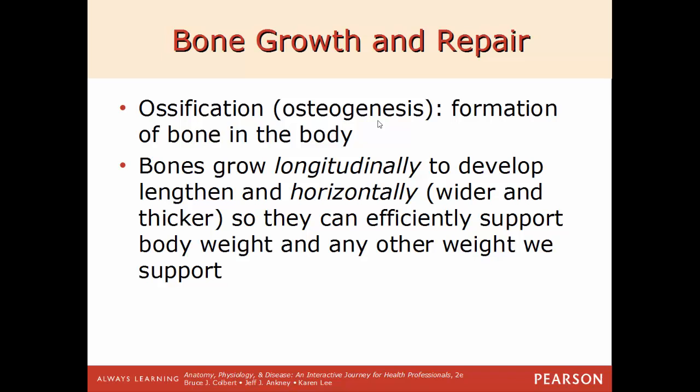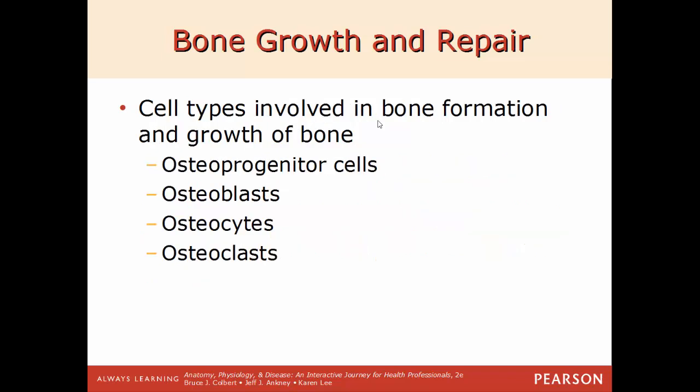Now bones will grow longitudinally to lengthen, so you get taller, and then horizontally, or wider and thicker, to allow more efficient support for the body weight. So not only do bones grow vertically to make you taller, but they also grow laterally to give you strength. Now there are various cell types involved with bone formation and bone growth. You have osteoprogenitor cells, osteoblasts, osteocytes, and osteoclasts. They're very common to get backwards, especially osteoblasts and osteoclasts, which tend to get confused quite often. We'll talk briefly about what each of these types does.